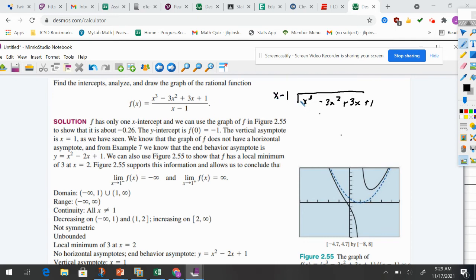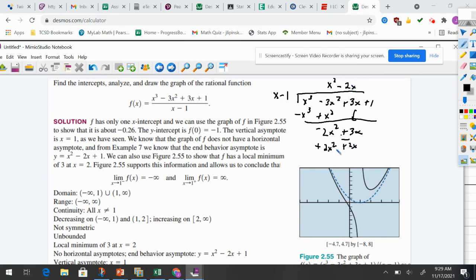What number times x equals x cubed, and that would be an x squared. I'm going to put that right over here. X squared times x is x cubed. X squared times -1 is minus x squared. I'm going to change the signs, add down. So that gives me a -2x squared plus 3x. I'm going to drop that next term. What number times x equals -2x squared? That'd be a minus 2x. So -2x times x is minus 2x squared. -2x times -1 is a plus 2x.